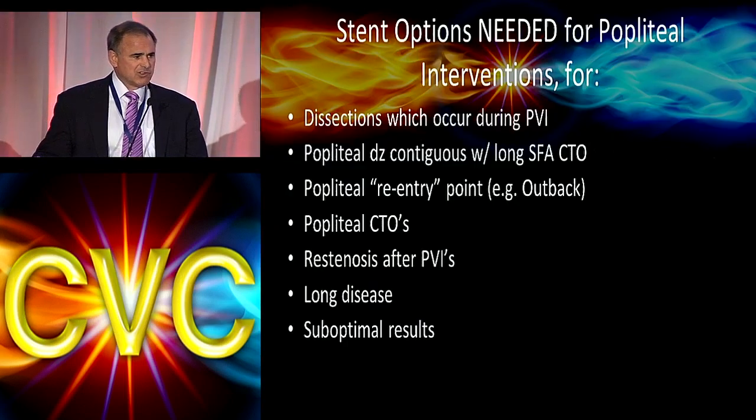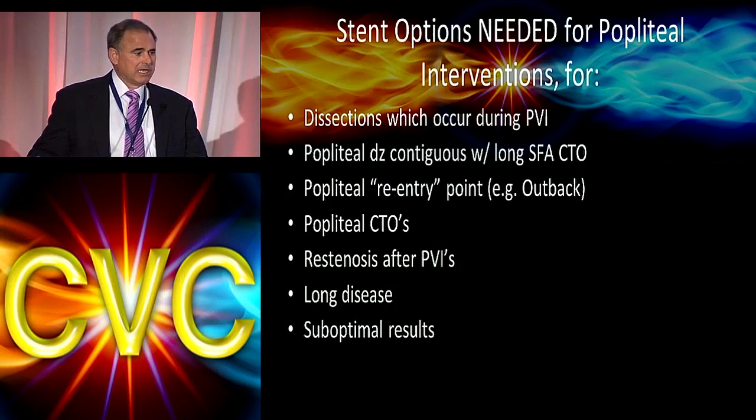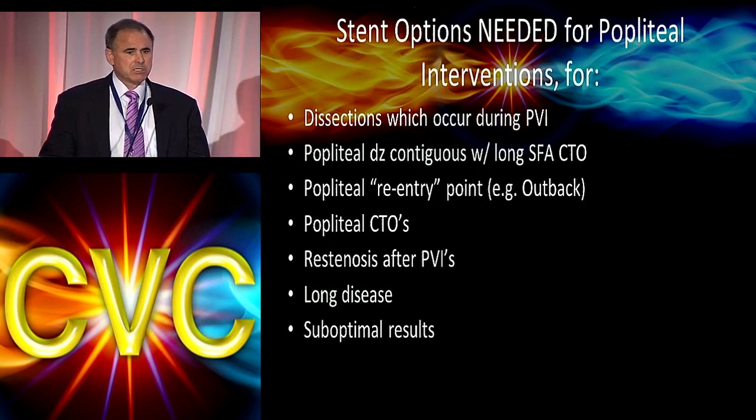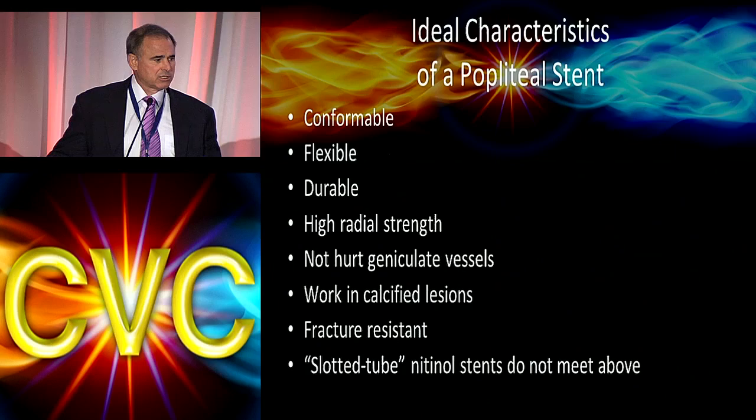Now, stent options are needed for popliteal interventions if we have dissections, which occur during the intervention. If there's popliteal disease contiguous with long SFA occlusions and we have to extend the stent area. At areas of popliteal reentry where we've used something like an Outback or a Pioneer to get back in. Some of the popliteal CTOs where we simply cannot get a big enough lumen. Restenosis after prior interventions, ultra-long disease, and of course, suboptimal results, which occasionally occur.